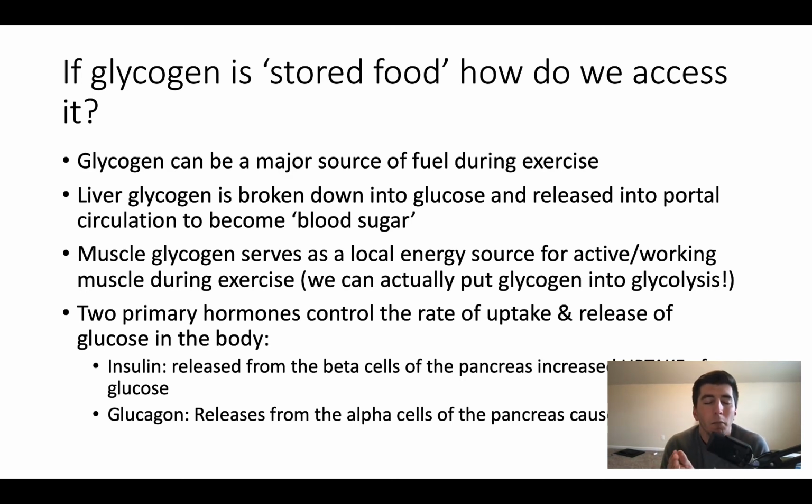There's significantly more, but we're going to focus on two. Let's focus on insulin and glucagon. Insulin is released from the beta cells of the pancreas, and it's going to result in increased uptake of glucose. It's going to draw glucose into the cells. It'll bind with a receptor, that cell will open up and bring in glucose. So it's going to lower blood sugar. That's its goal. Glucagon is the complete opposite.